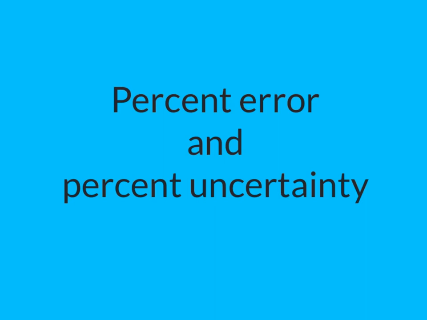Okay, many people have trouble calculating percent error, and part of the problem is that you didn't really learn how to do percents. So that's okay, we're going to figure it out. But percent error and percent uncertainty are not the same thing. Regular physics, you need to worry about percent error. Honors physics, you need to worry about both. So I'll tell you when regular physics can stop the video.